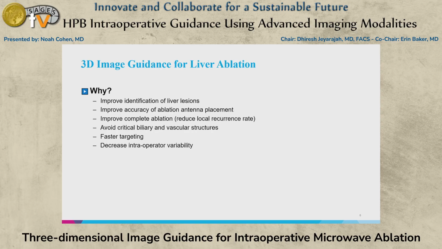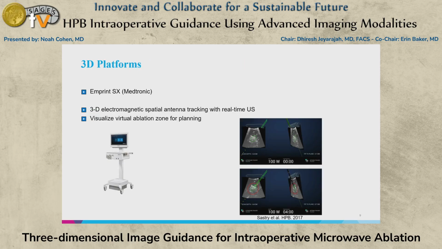So why even perform 3D image guidance for liver ablation? I'll show you some limited data that demonstrate that it can improve identification of liver lesions and accuracy of ablation antenna placement while you're performing ablation. It improves complete ablation of the lesion of interest, so you can hopefully reduce your local recurrence rates. Just as important as it is to target and completely ablate a lesion, you want to avoid critical biliary and vascular structures, and 3D ablation may help with this. Additionally, I'll show you some data on faster targeting and decreased intraoperator variability.